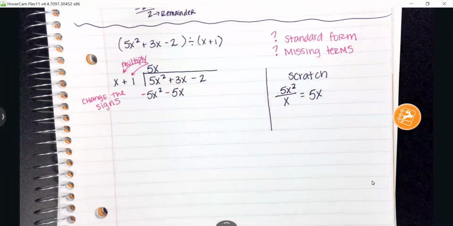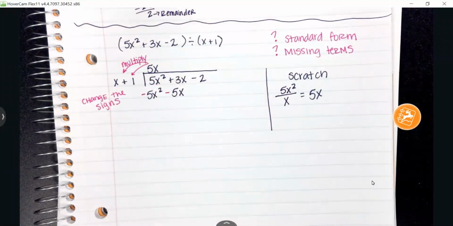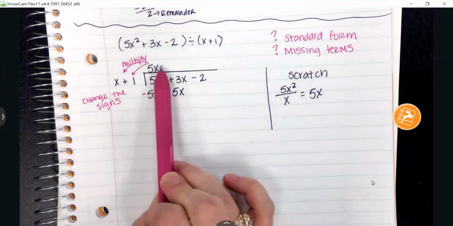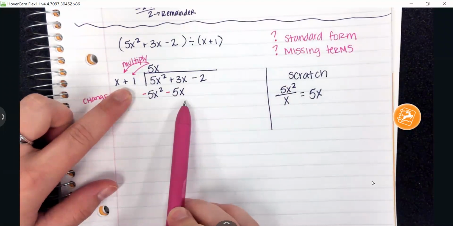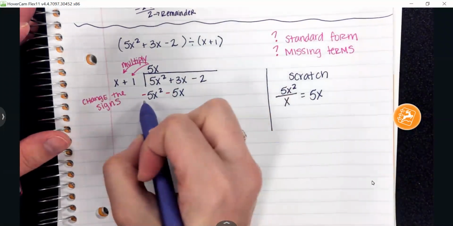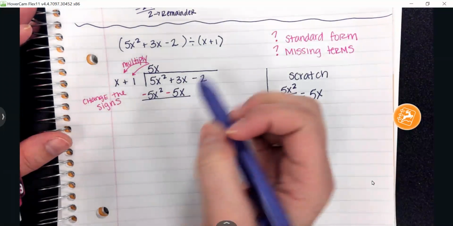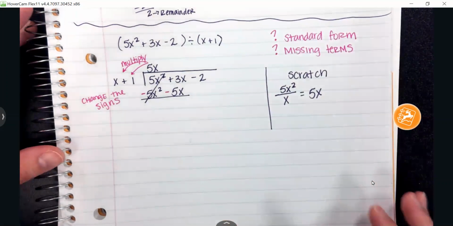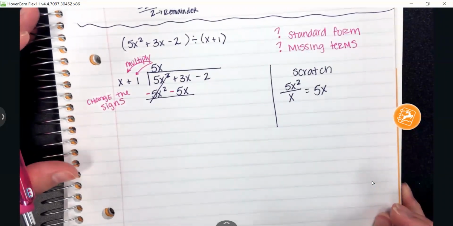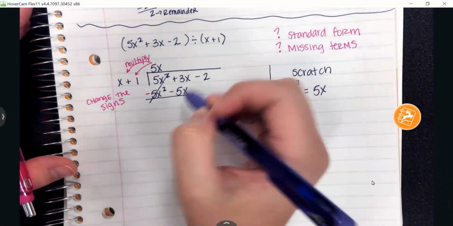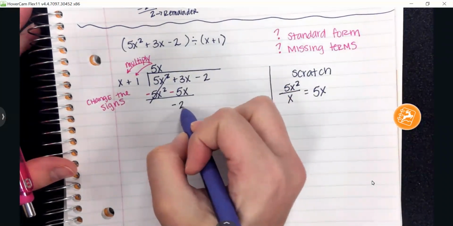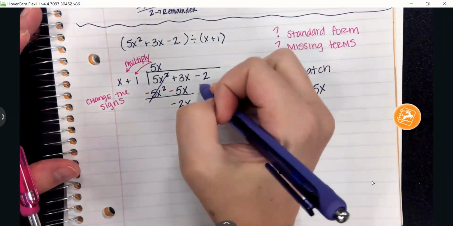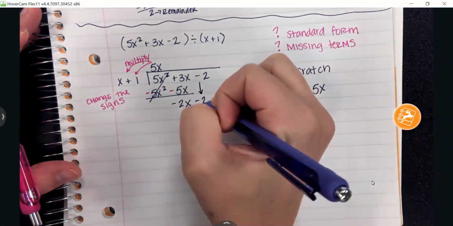We're changing the signs. Yes, ma'am? Yes, so 5x times x is 5x squared. 5x times 1 is still 5x, okay? 5x squared minus 5x squared is 0. If this does not cancel out, you've done something terribly wrong. It has to cancel out. 3x minus 5x is negative 2x. So now I'm going to bring down my negative 2.